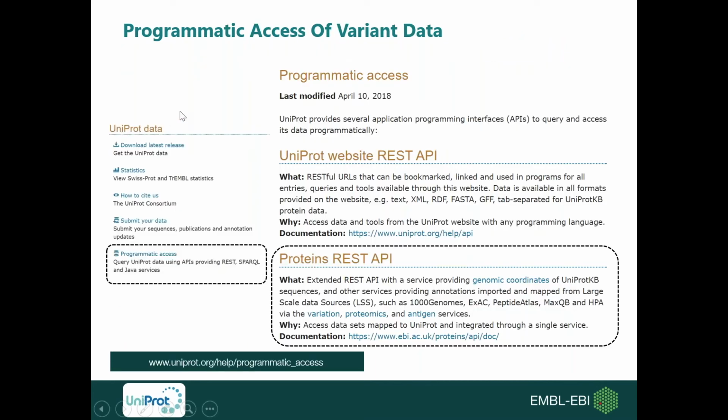Finally, for those who have an interest in a more large-scale analysis of variant data, programmatic access of variant data is available. You can find that on the main UniProt page under UniProt data, programmatic access, where you can access variant data such as genomic locations of reviewed variants and imported variants from large-scale studies under the Proteins REST API.